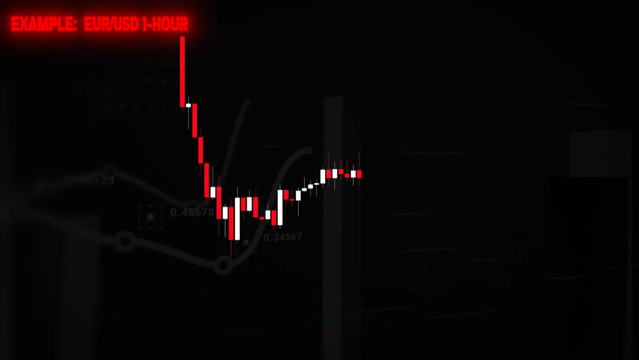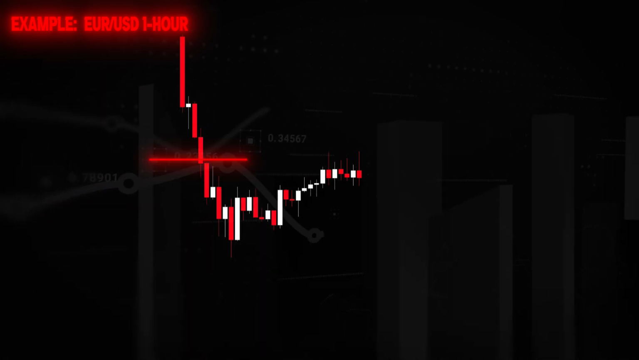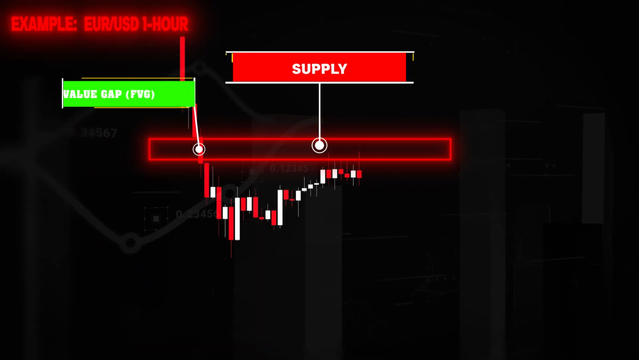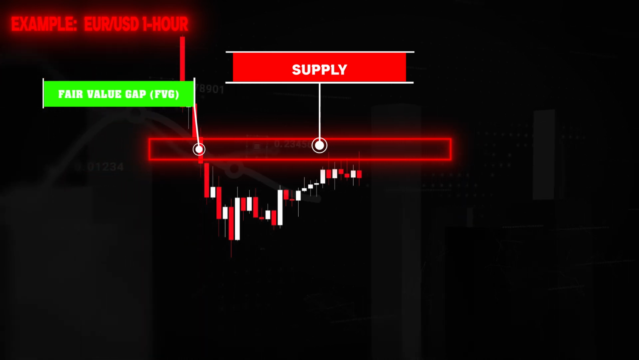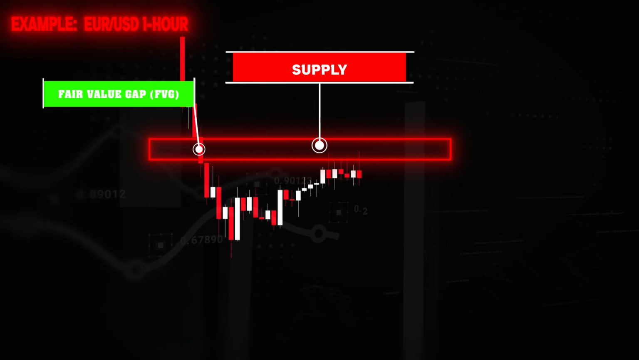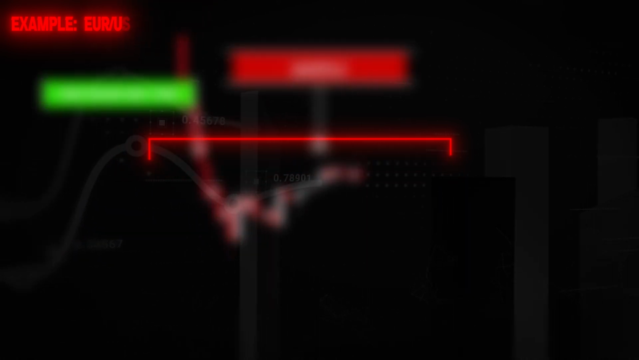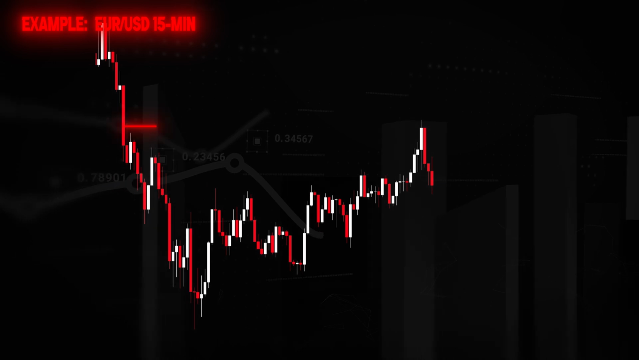On the XAUUSD 1-hour chart, we observe a strong bearish trend. On the left-hand side, we can spot a fair value gap, indicating a significant supply zone. The market has already reacted to this area, presenting a good shorting opportunity. To increase our confidence, let's zoom into a lower time frame for additional confirmation.